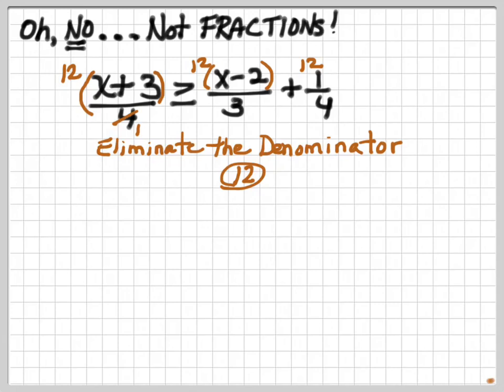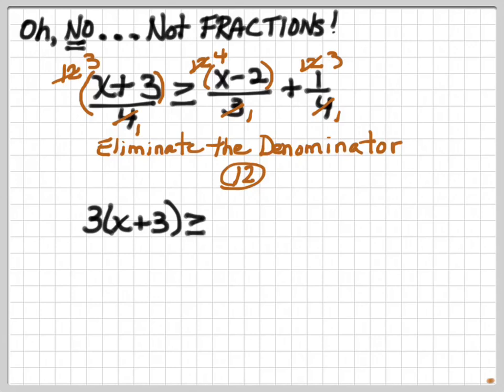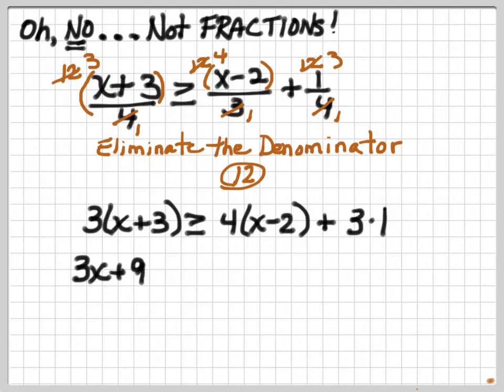So for the first one, 4 goes into 4 once, 4 goes into 12 3 times. For the second one, 3 goes into 3 once, 3 goes into 12 4 times. For the third one, 4 goes into 4 once, 4 goes into 12 3 times. So I have gotten rid of everything that's in the denominator. Now I have 3 times the quantity x plus 3 is greater than or equal to 4 times the quantity x minus 2 plus 3 times 1. Now this makes it a much easier problem to work with. Don't have to deal with those pesky denominators and fractions.